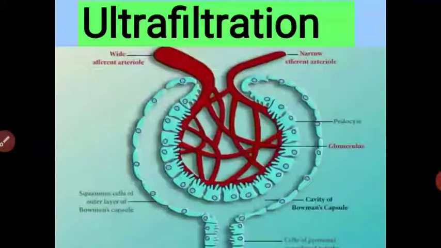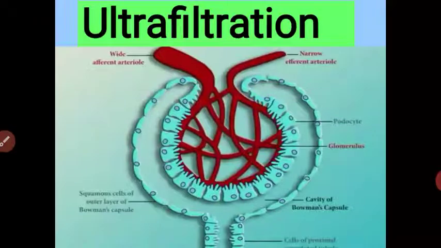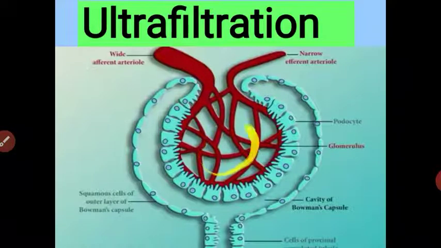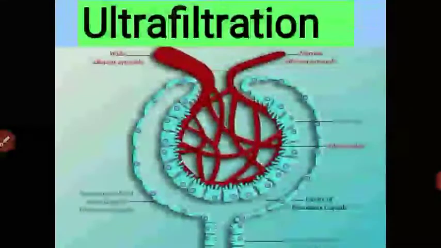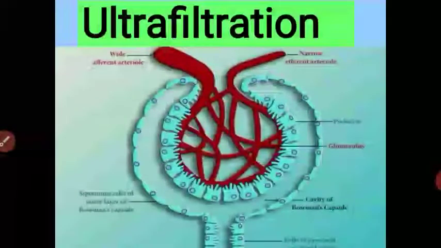These capillaries are very permeable as compared to other capillaries present in our body, meaning the glomerular capillaries are made of a single layer of squamous epithelial cells. Because they are very permeable, when the blood enters the afferent arteriole and then the glomerulus, it gets filtered because of the pressure created in the glomerulus. Why is the pressure created?